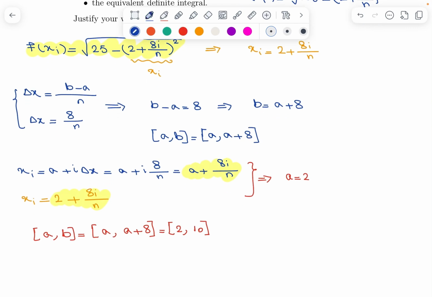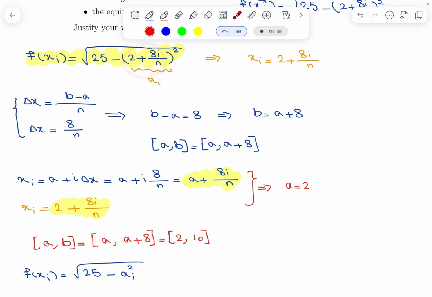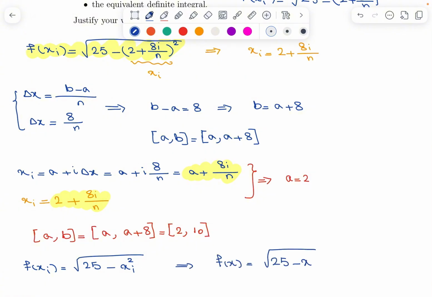Now because f of xi is the square root of 25 minus xi square, since we consider 2 plus 8i divided by n as xi, therefore f of x would be the square root of 25 minus x square. When f of xi is the square root of 25 minus xi square, you can conclude f of x is the square root of 25 minus x square. So you could find f of x and you could find the interval a to b.